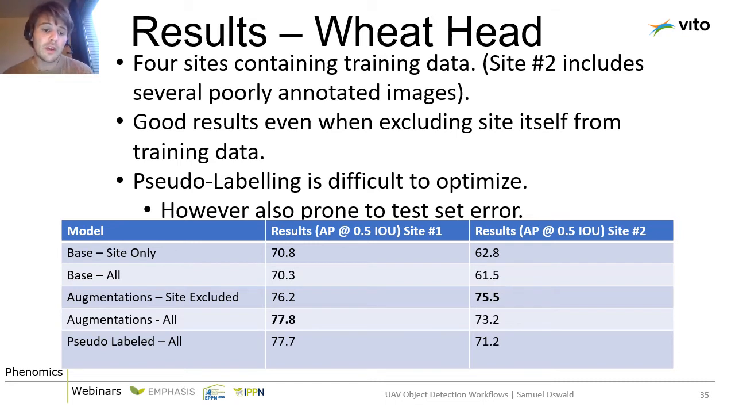And in all cases, the model was improved over only using the site if you're using augmentations or if you're using pseudo labeling. In the case of site 1, the best results were found when you use the augmentations and also included the data from all of the sites. When not using data augmentation, it was actually better to only use the site and not use all of the data. And this is likely due to the different illumination conditions.